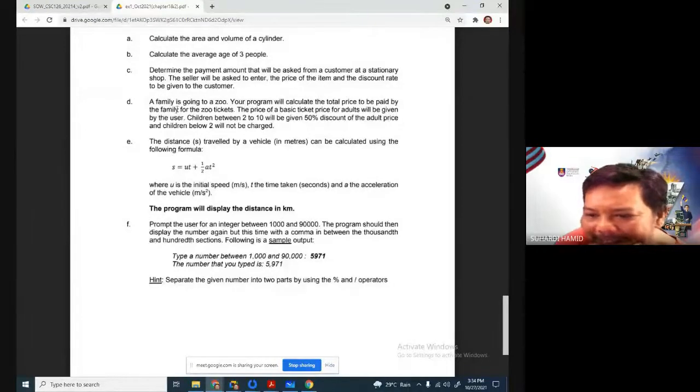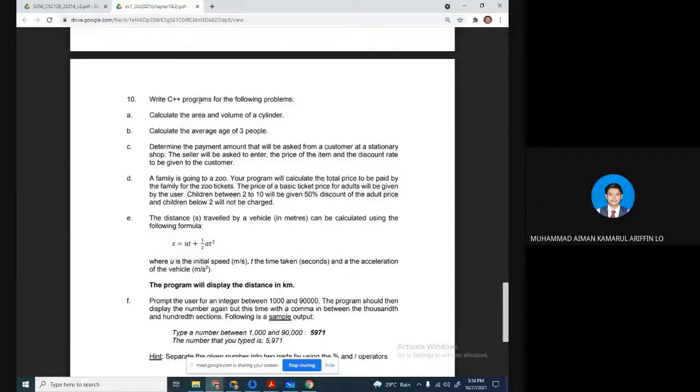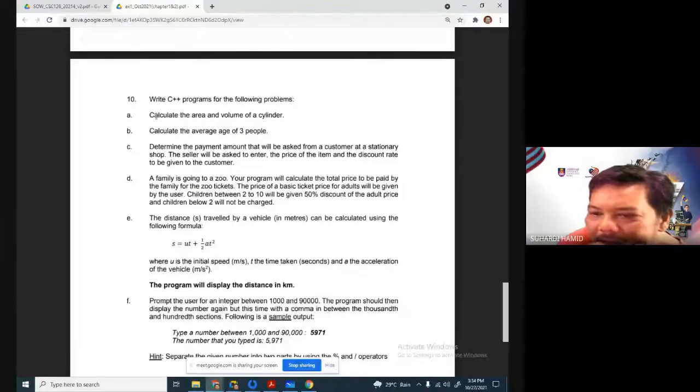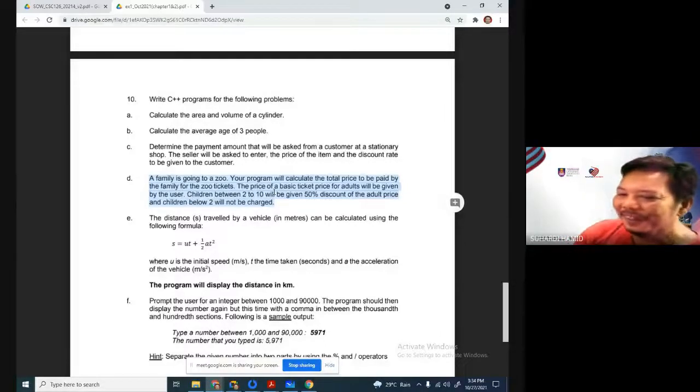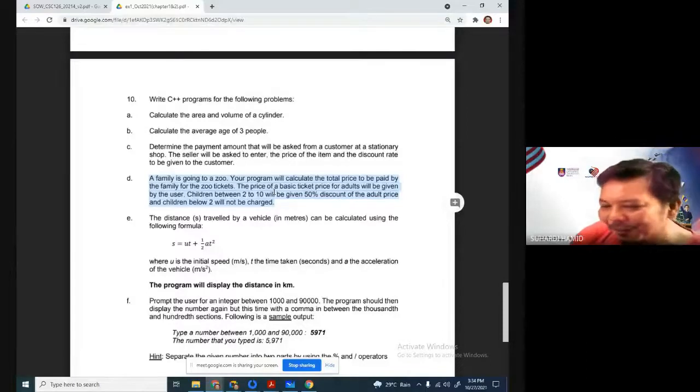I haven't done this. Can we work on this question? Which one? Calculate the area and volume of a cylinder. Calculate the average age of 3 people. Determine the payment amount that will... I think I would prefer if you go with this question, don't you think? Because this is almost similar to the previous one. Basically, we try to understand the question, get the formula, translate that into C++. So how about if you work on this?